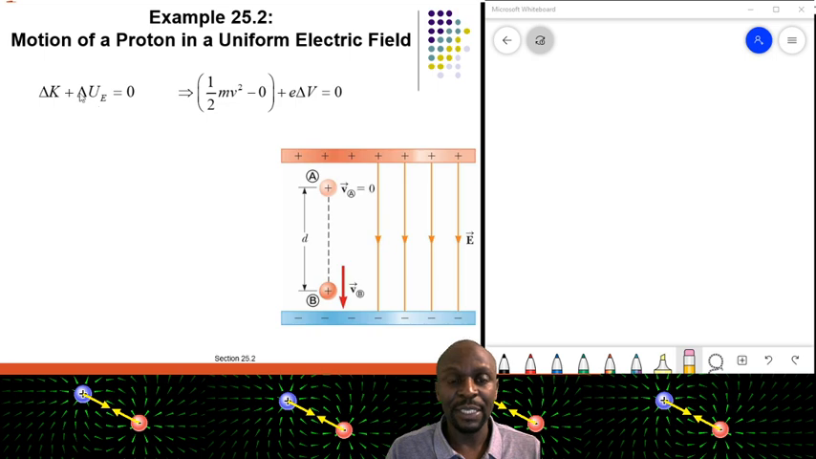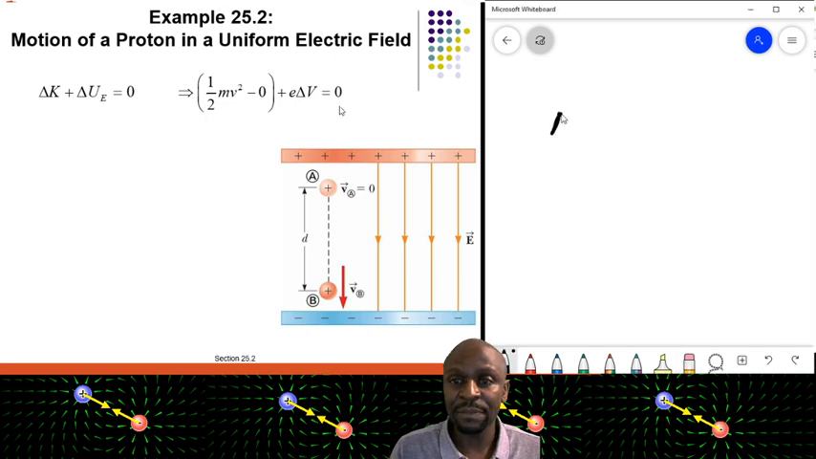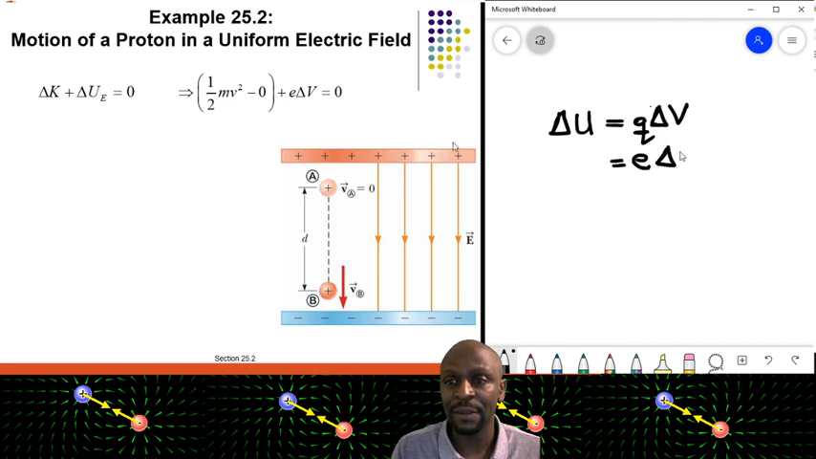Now, we know the change in potential energy from the previous slides. The change in the potential energy is just given by Q times change in V. Now we know what Q is: Q is the charge of a proton, which is just e. So this is just e times change in V. That is what you are going to see in that equation over here.